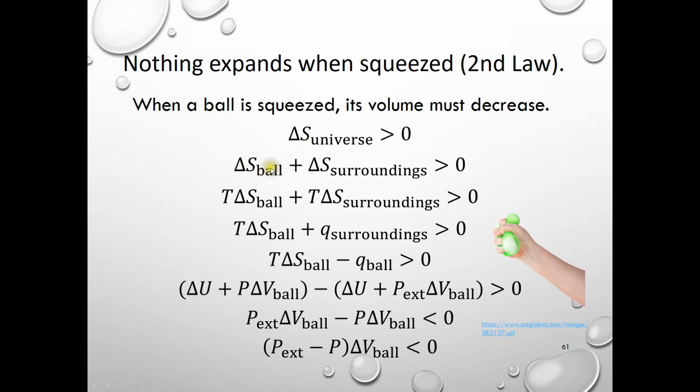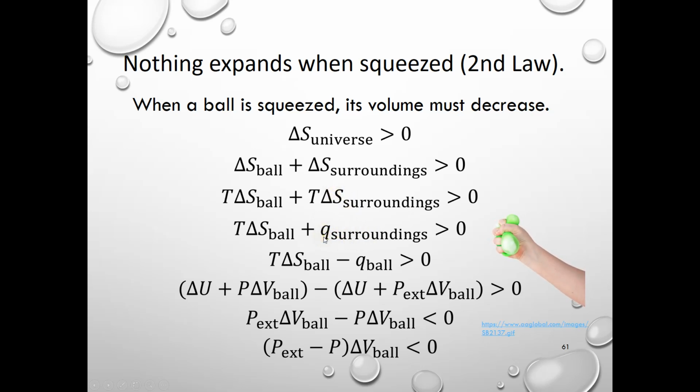Therefore, the entropy change of the ball plus the entropy change of its surroundings must be greater than 0. And we can multiply both sides by temperature T, because temperature cannot be negative. In thermodynamics, we learned that temperature times the change of the entropy of the surroundings is equal to the amount of heat absorbed by the surroundings.